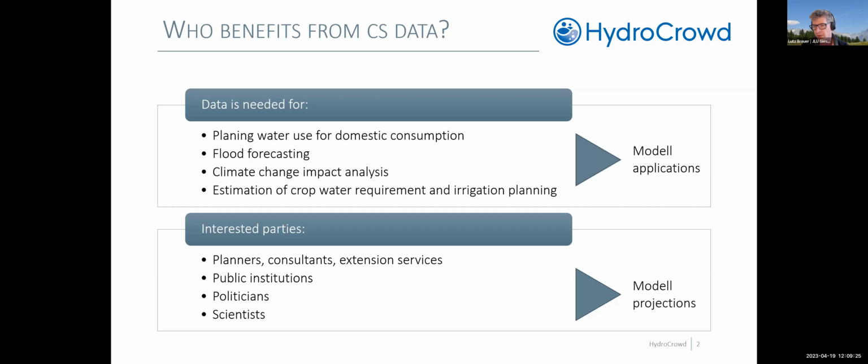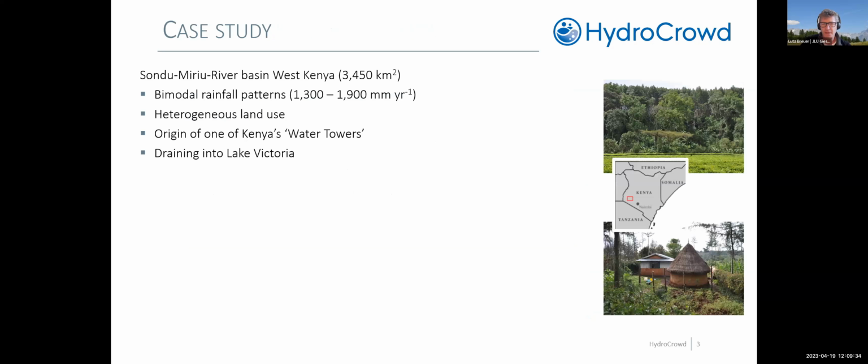So the model applications are one thing, but the projections for these people who are interested in the data and the results are another option. The study I'm talking about is a case study we've been working on in Kenya. To the right, you see a small inset of the Kenyan countryside. We have been working in the far west in the Mau forest system, one of the water towers of Kenya. The major land use types are also seen on the right.